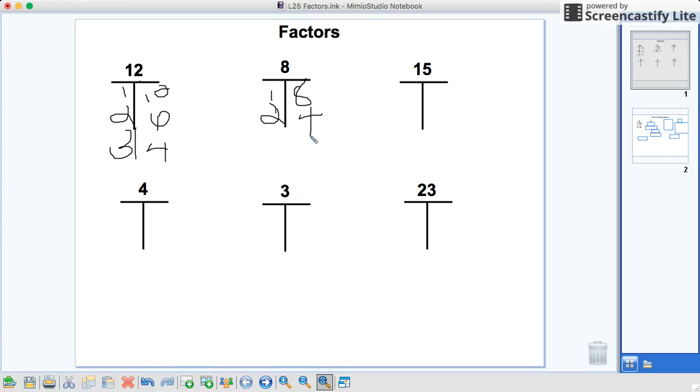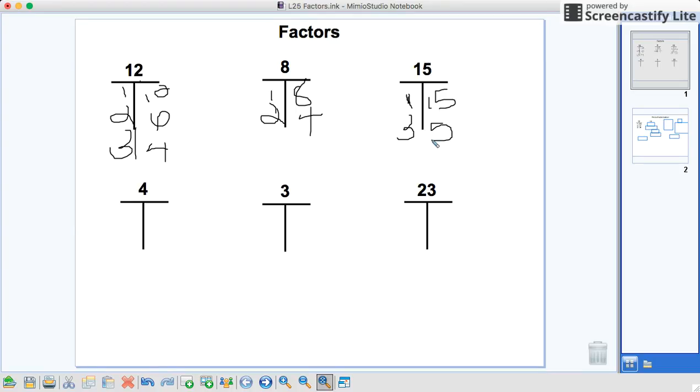Welcome back. Now let's look at 15. Well, we always start with 1 and the number because the identity property tells us that 1 times any number is itself. 15 is an odd number, so I know that 15 is not a multiple of 2. 3, I do know that 15 is a multiple of 3. So 3 times 5 will give me 15. The number between 3 and 5 is 4, and 4 is not a multiple of 5 or 15. So our factors are 1, 3, 5, and 15.